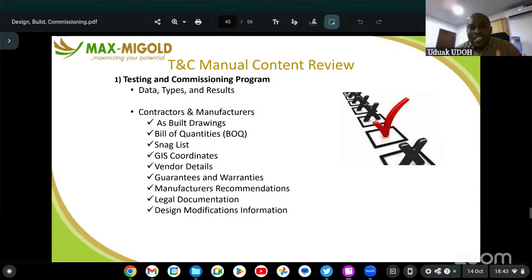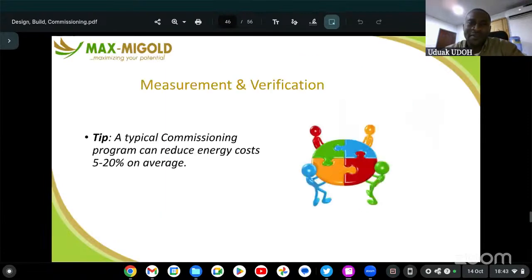But as facilities manager, as we're involved in that project, all these things are things we need to take note of. Little things, defects that were not treated during the construction stage, could be put into a snag list, and that's what a snag list does. And we have the vendors' details, the guarantees and warranties, the manufacturer recommendations, legal documents, and design modification information. So it's always key for us to commission right.